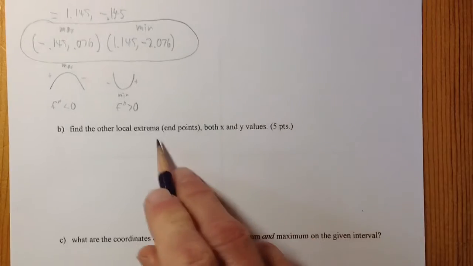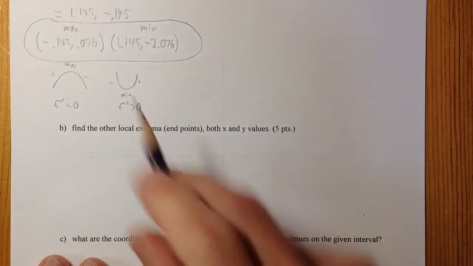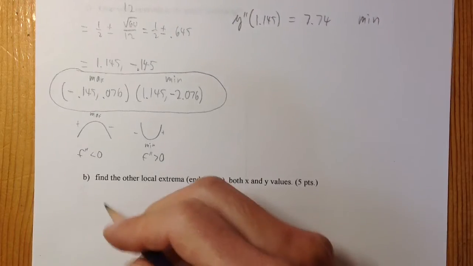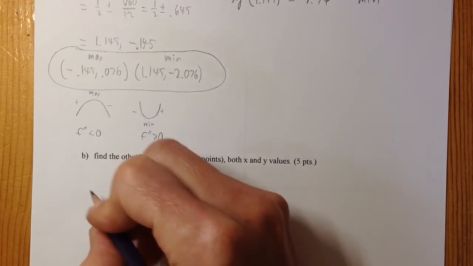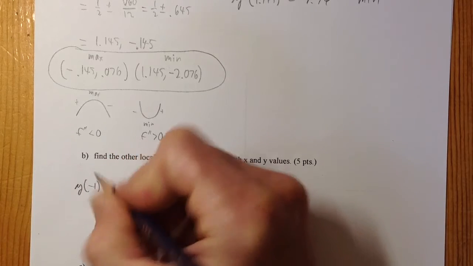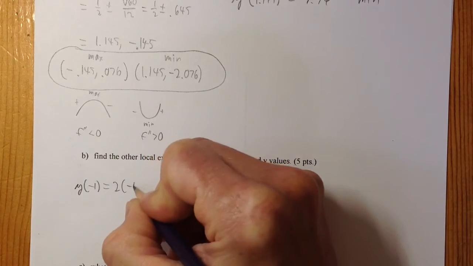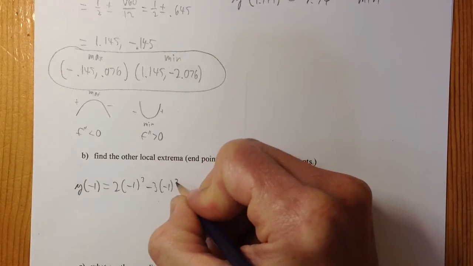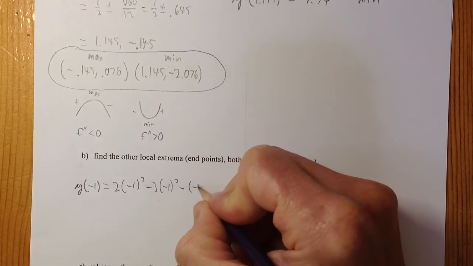Alright, now find the other local extreme, which means the endpoints. So I said the endpoints are negative 1 and 1.6, so you plug in negative 1. So what is the value at negative 1? So y at negative 1 is 2 times negative 1 cubed minus 3 times negative 1 squared minus negative 1.